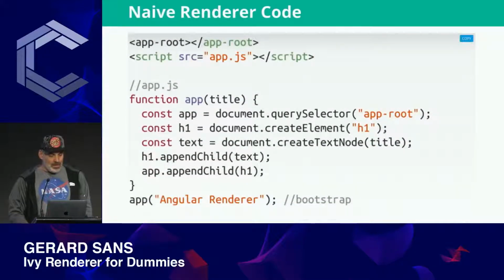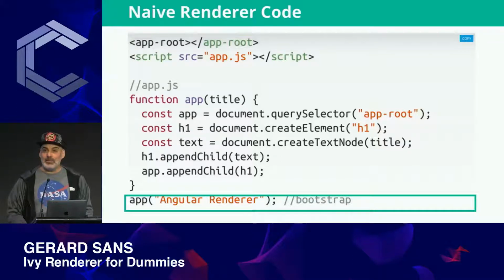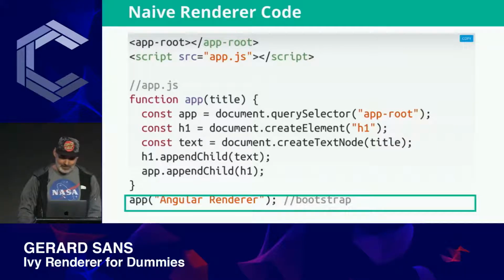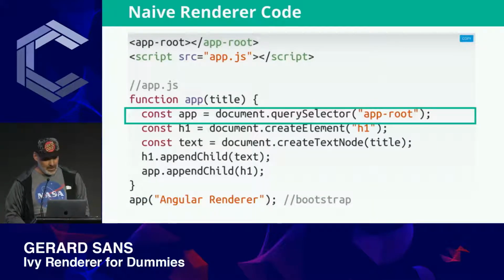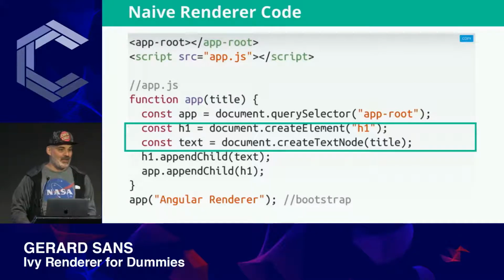Okay, so this is a naive renderer code. This is a plain HTML page, and I'm just going to add this script here. This is the bootstrapping. I mean, we are calling bootstrapping. There's not much going on. I'm just calling this function. But that will be what you will be doing. So we find this app root element, and we are going to do the rendering, but just by hand. So I'm going to create this H1 element. I'm going to create this text node and add the title that I receive as an argument.